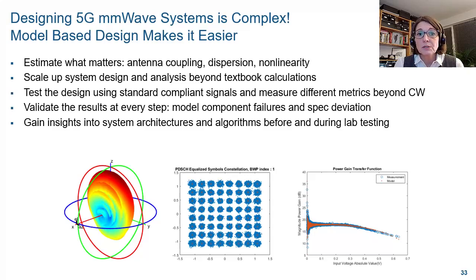With models and simulation, you can scale up the system beyond simple calculation and beyond CW measurement. We have used modulated waveforms over a large bandwidth that give a much higher degree of accuracy in your system model. And you can validate results at every step. You can isolate impairments one by one. And with this, you can really gain true insights into your system architecture and your algorithms before and during building complex lab prototypes.